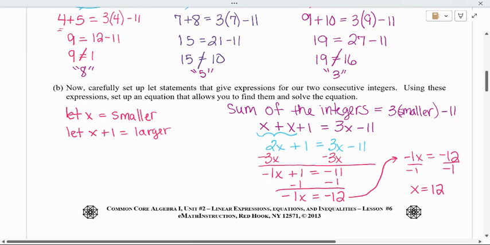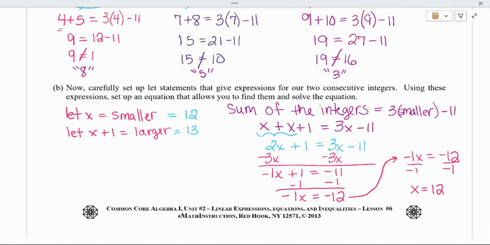We were so close to figuring out what our numbers were, right? So our smaller integer is 12. That means that the one that comes right after it, x plus 1, or 12 plus 1, is 13.